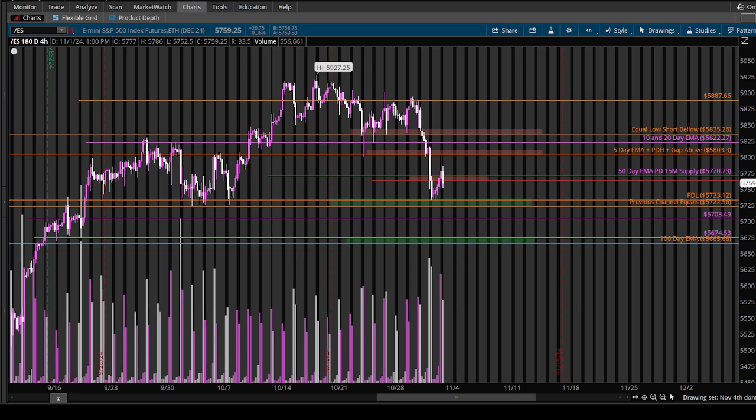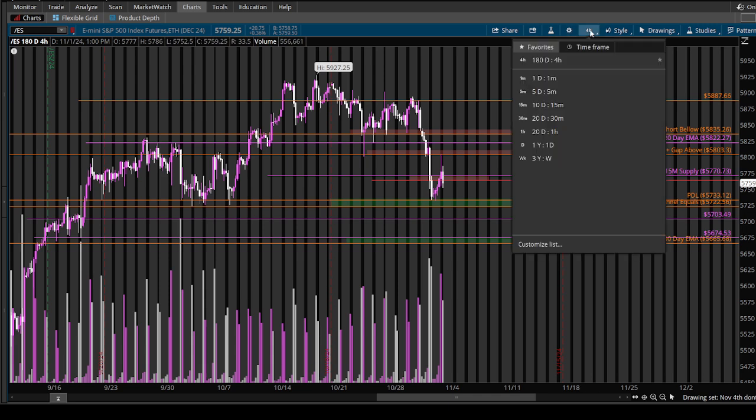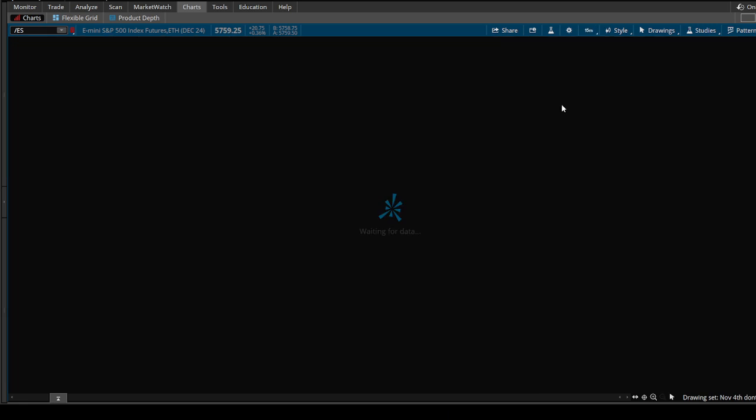To start off with, I have ES pulled up here. So in ES, I have already marked down my levels. We have some pretty interesting levels to watch from Thursday and Friday.